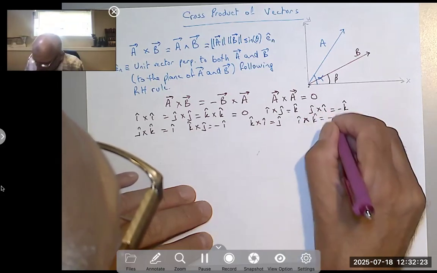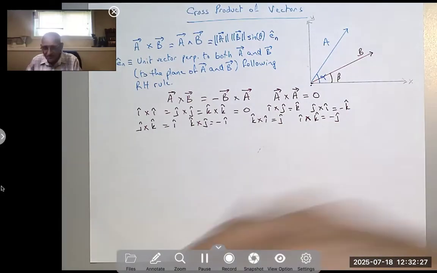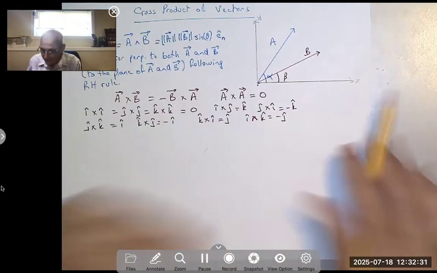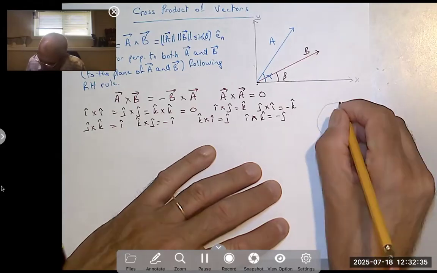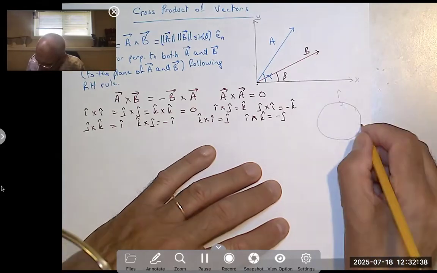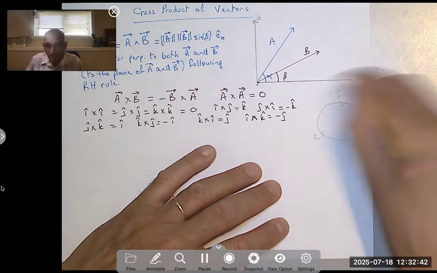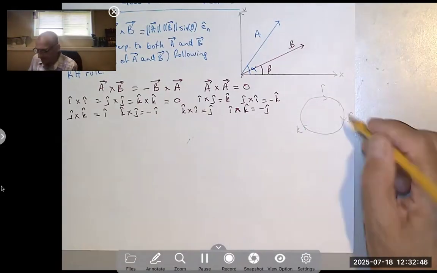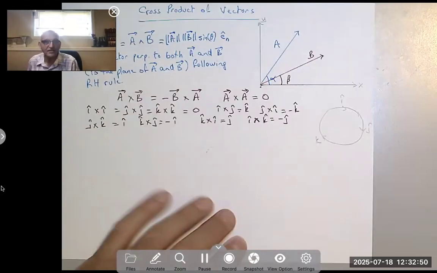equals negative J. And somebody will say, oh my God, do we have to memorize these, which is positive, which is negative? I say, well, some people made it easy for you to draw a circle and write I, J, K in a clockwise manner. If you are following the arrows, you get positive. If you go back opposite to the arrows, you get negative.